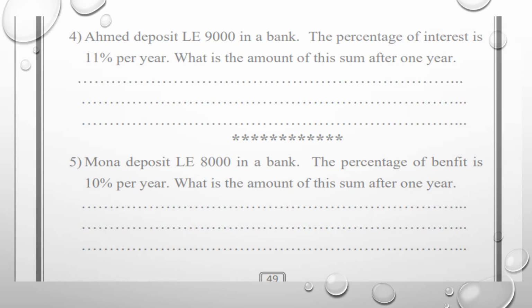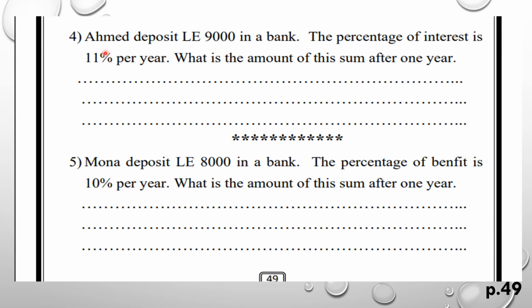We are still in page 49. Number 4. Ahmed deposits LE 9,000 in a bank. The percentage of interest is 11% per year. What's the amount of the sum after 1 year? So this 9,000 is before interest and the percentage of interest is 11%. So our keyword here is interest and this is the interest percentage.